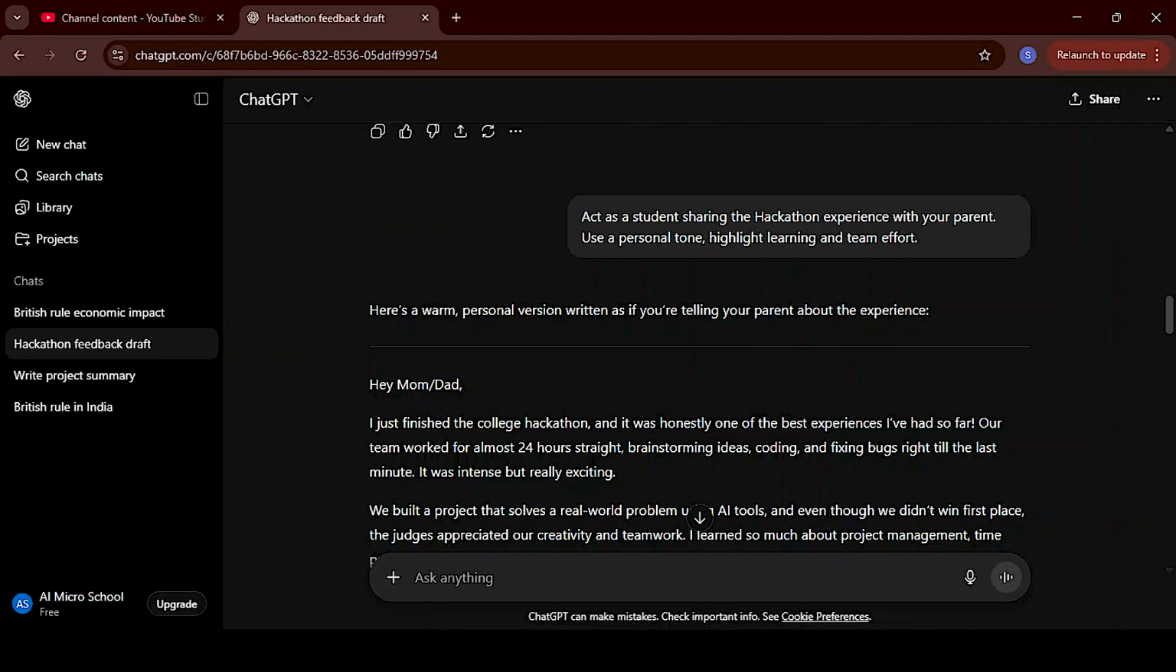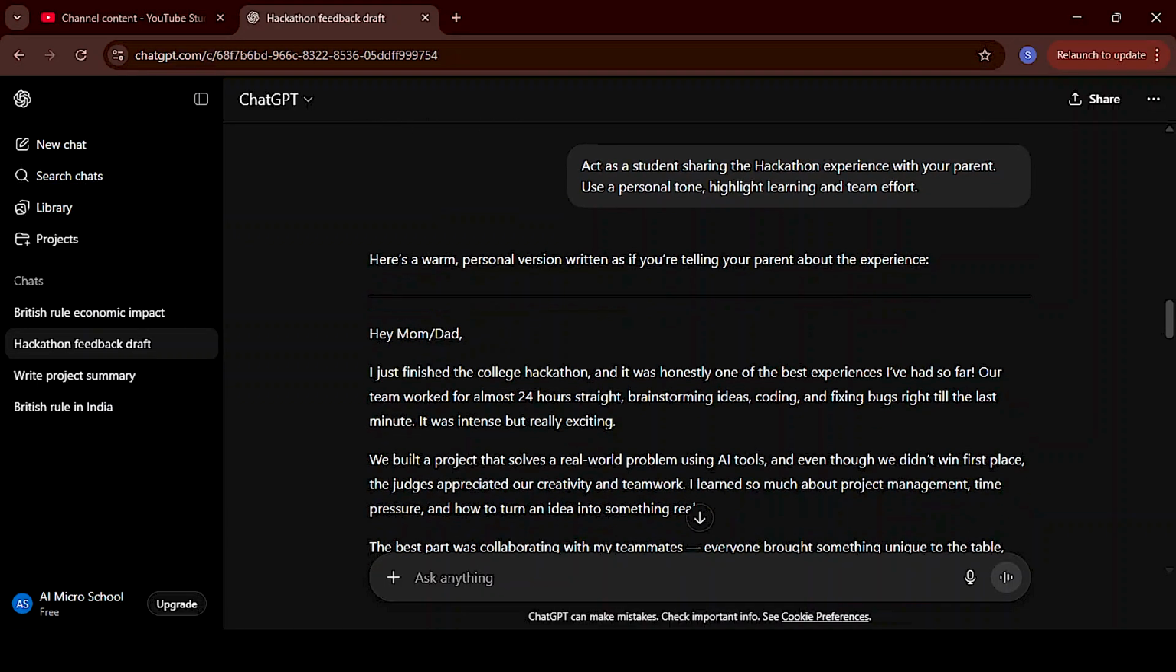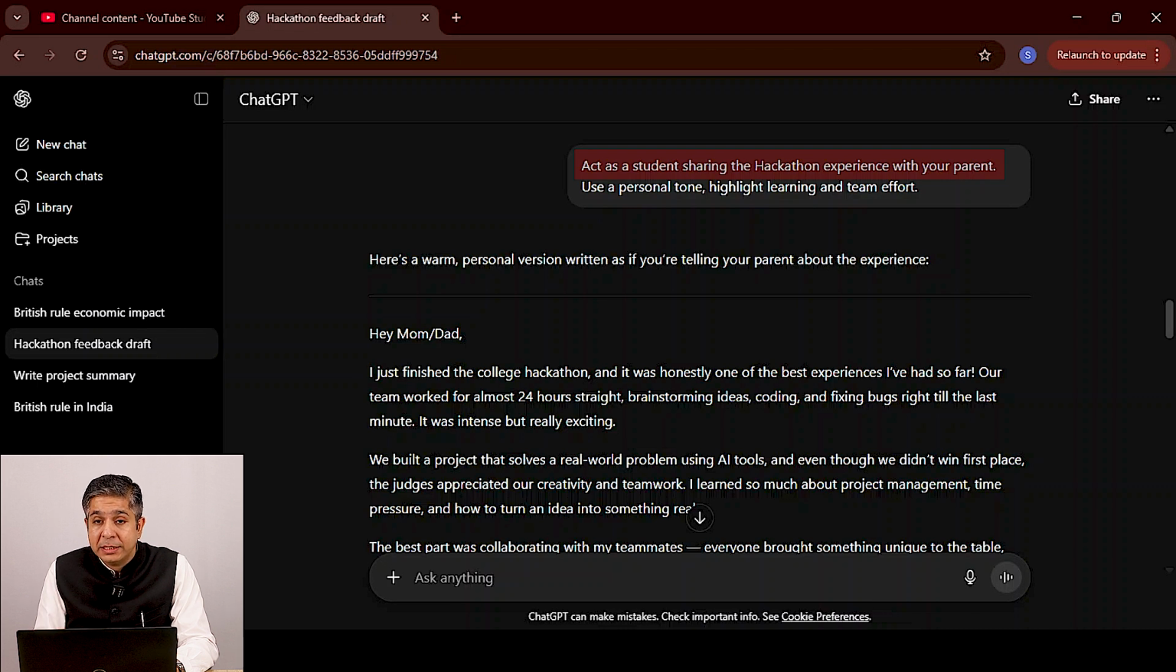So my revised prompt is: act as a student. I am telling the model that it has to act as a student, sharing the hackathon experience with your parent. So you are acting as a student and you are supposed to share this feedback with your parents. Now I am telling the model more precisely: use a personal tone, highlight learning and team efforts.